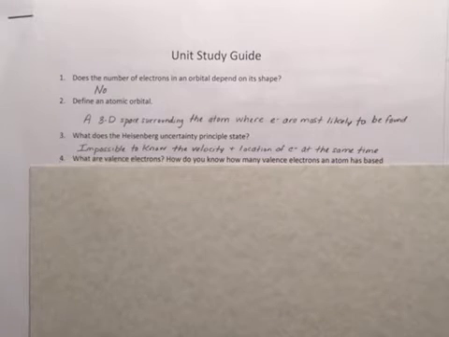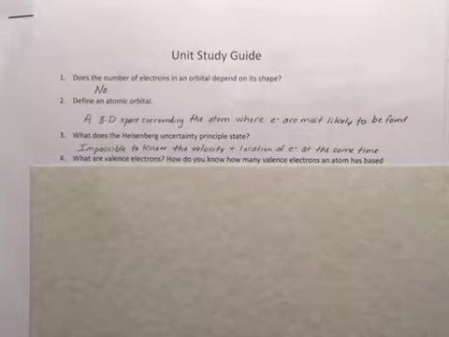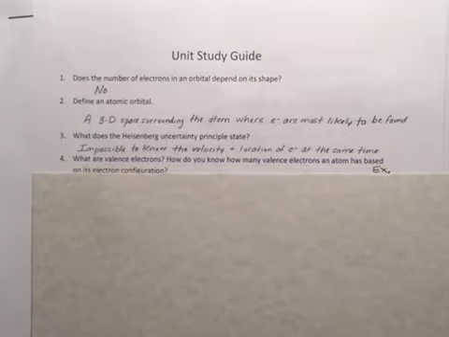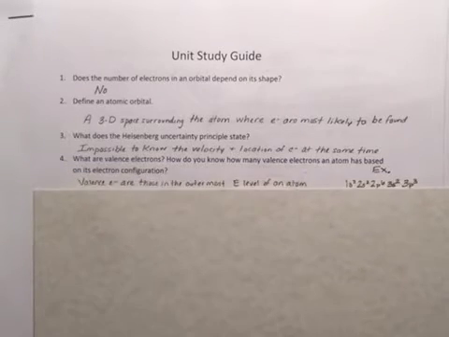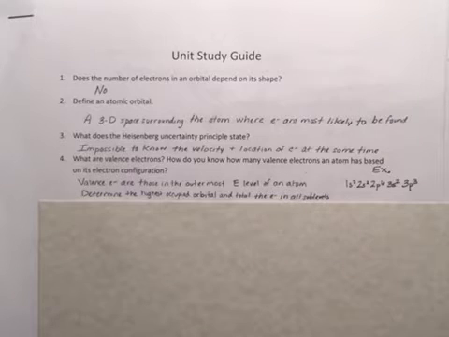Number 4, what are valence electrons, and how do you know how many valence electrons an atom has based on its electron configuration? Well, valence electrons are those in the outermost energy level of an atom. And you can determine how many valence electrons an atom has based on its electron configuration by determining the highest occupied orbital. Occupied orbital means the one in the principal energy level that actually has electrons. And then you total up all the electrons in all the sublevels of that energy level.